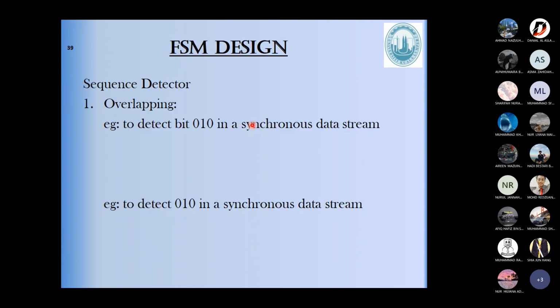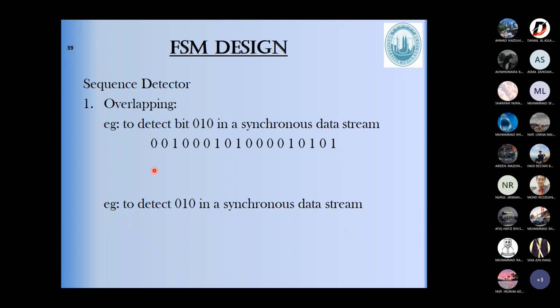Alright. So this FSM, we normally use them as a sequence detector. Okay, maksudnya we have a series of sequence of data, for example, contohnya macam ni. 00100, kita ada data macam ni lah. Panjang lagi lah. But we want to detect, in this case, bit 010. Kita nak detect 010 in a synchronous data stream. So whenever we found 010, output akan jadi high. Output will become 1. Okay, so we look into the condition of overlapping to detect bit 010 in this stream.